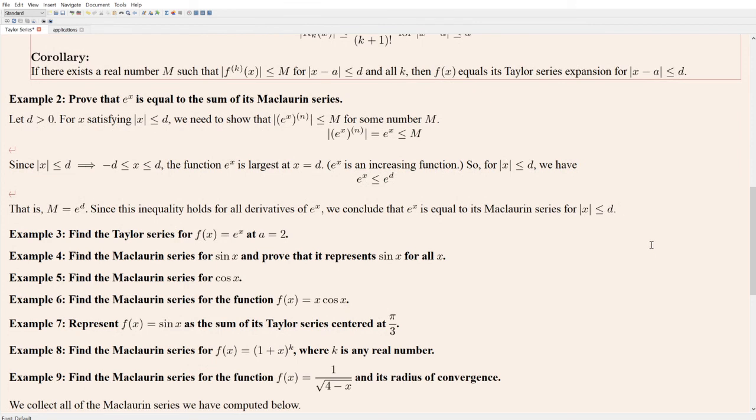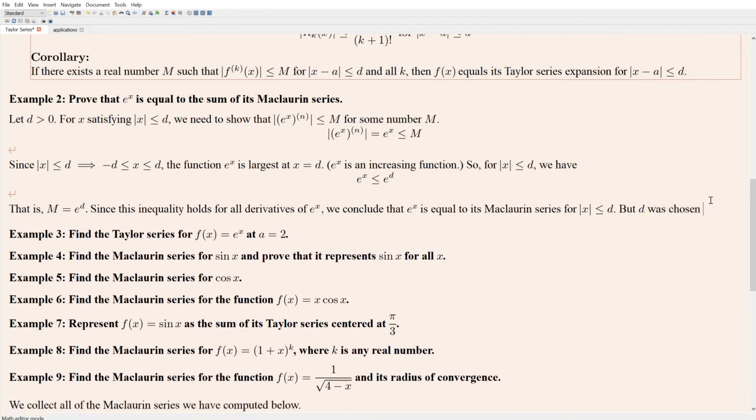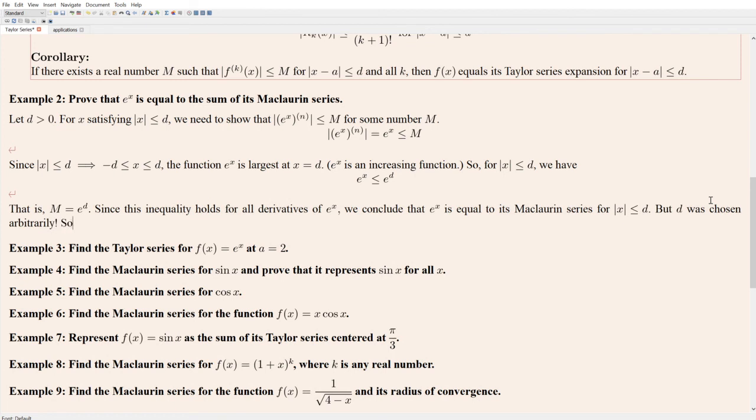But wait a second. d was chosen completely arbitrarily. How did I start? I said just let d be a positive number. So e to the x is equal to its Maclaurin series on any finite interval. So that means it's always equal to its Maclaurin series for all real numbers. So yeah, just let d go to infinity. Just let it get bigger and bigger and bigger, and the same conclusion holds for every choice of d.